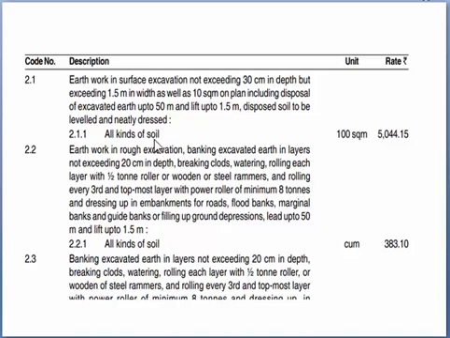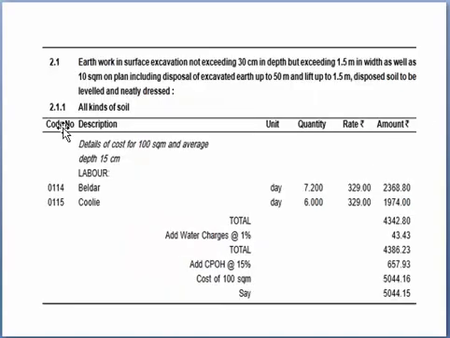So for all kinds of soil, as per the daily schedule of rates, the rate is given to us. Now the bifurcation of this rate will be taken from the CPWD Analysis of Rates Volume 1, same item number 2.1. This is the bifurcation. Same item, earthwork in surface excavation, and same code 2.1 for all kinds of soil. The rate is 5044.15. How has this rate been derived? This is the analysis of that particular item, from the analysis of rates Volume 1.